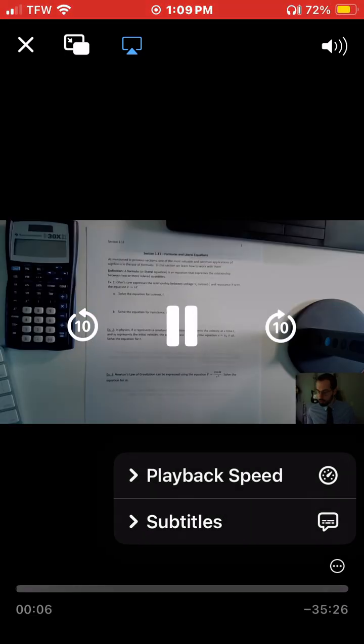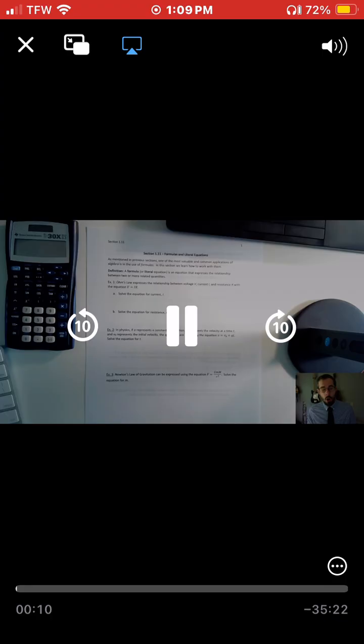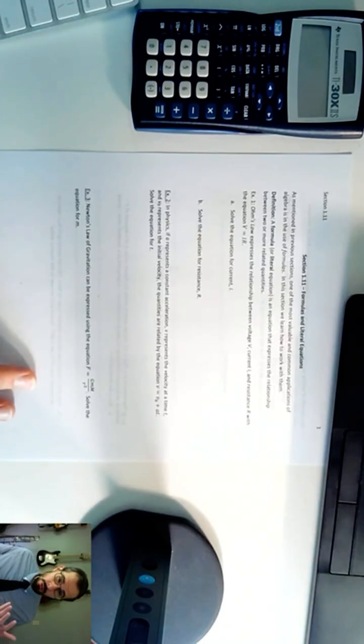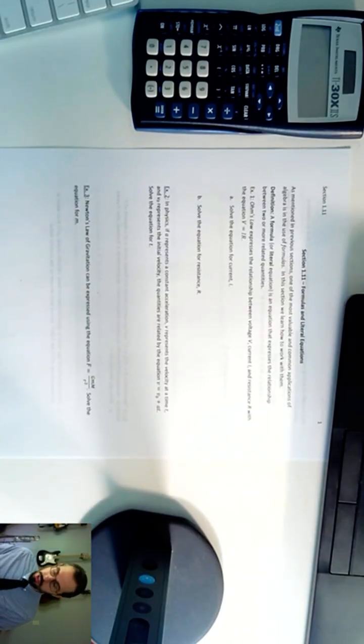In this video we're going to be working through section 1.11 on formulas and literal equations. Hopefully you've had a chance to practice some of those skills in section 1.10 on solving equations, because we're basically going to be doing the exact same thing, except with more variables involved. This is probably one of the most important sections in this entire course, because one of the most common ways that we use math is in the use of formulas.